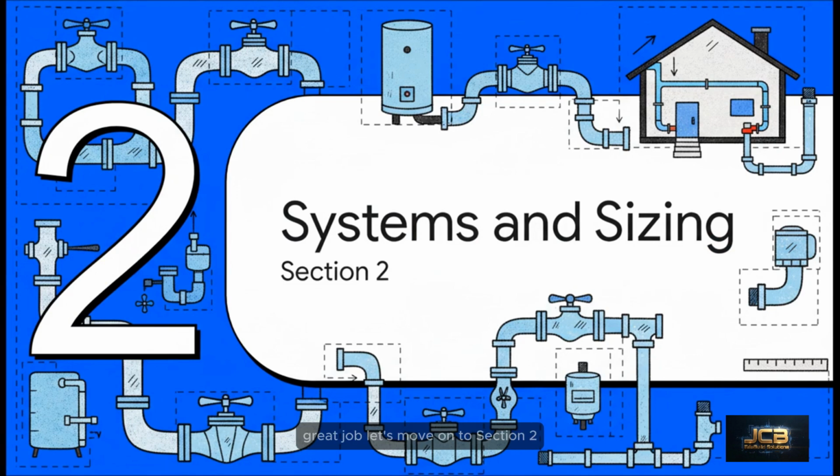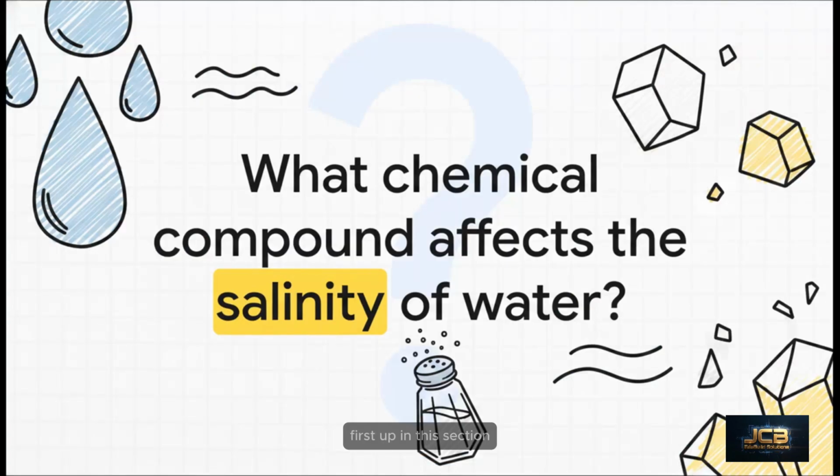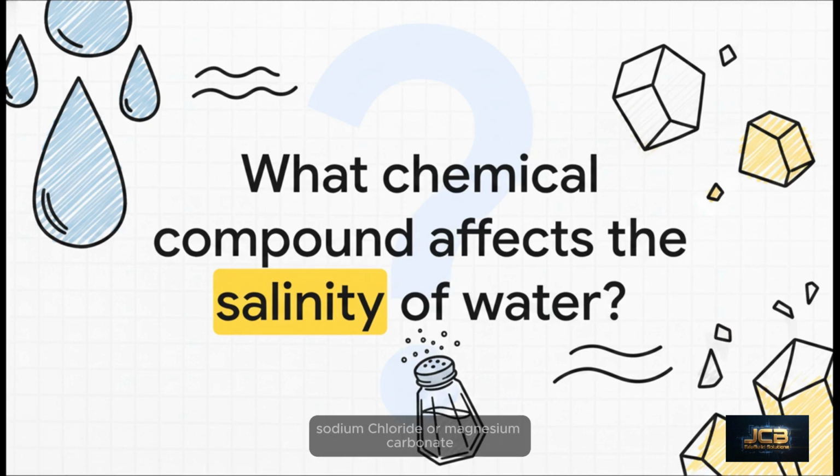Great job. Let's move on to Section 2, Systems and Sizing. This is where we start looking at the bigger picture, how all these individual parts come together to form a working system. First up in this section, which one of these chemical compounds is the main player when it comes to the salinity of water? Is it sulfate, calcium chloride, sodium chloride, or magnesium carbonate?